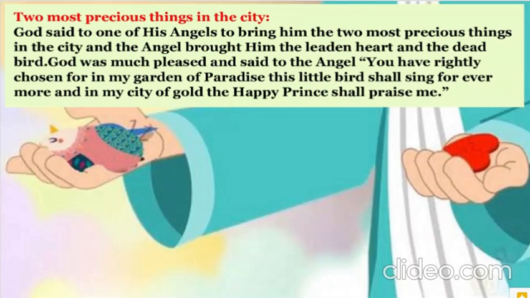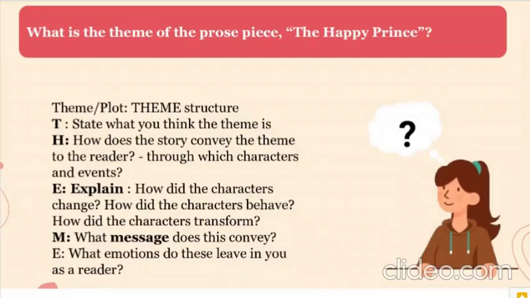So the God was very happy and said to the angel that you have very rightly chosen, for in my garden of paradise the little bird will always sing for me, and the gold-made happy prince will always praise me. So with this, I know it was a little bit lengthy chapter, but yes, we have completed the happy prince. Okay, now let us do some important themes.